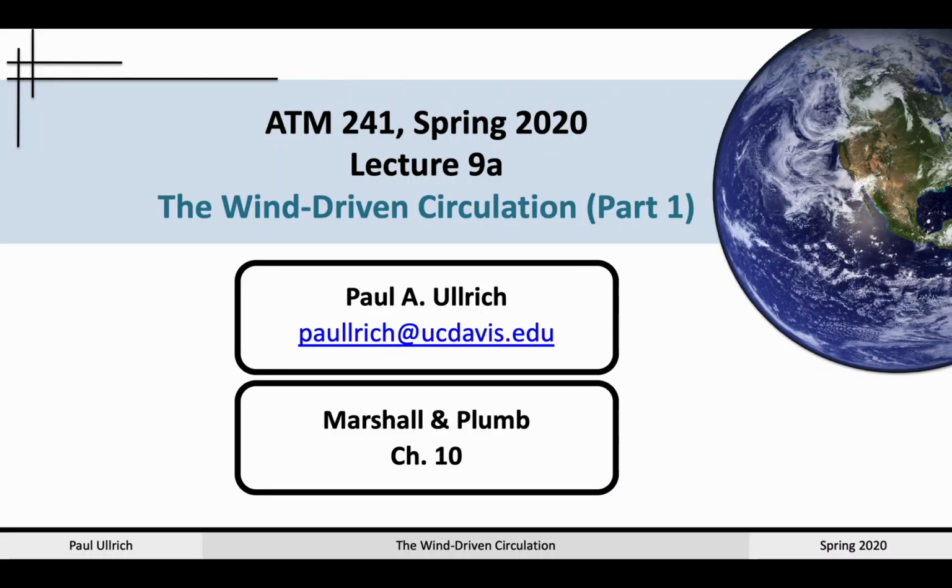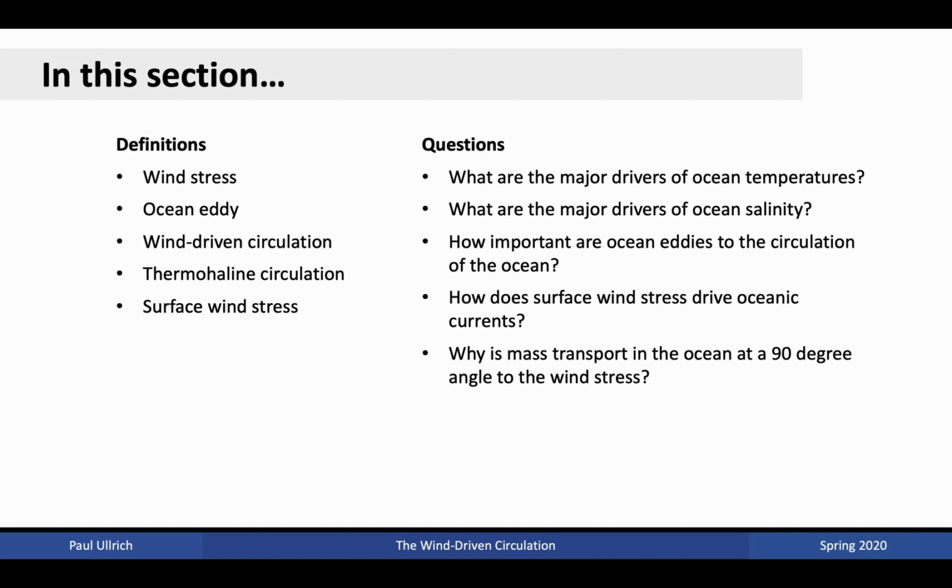Today our lecture is the Wind-Driven Circulation Part 1. The reading for this section is Marshall and Plumb Chapter 10. In this section we're going to define wind stress, ocean eddy, wind-driven circulation, thermohaline circulation, and surface wind stress.